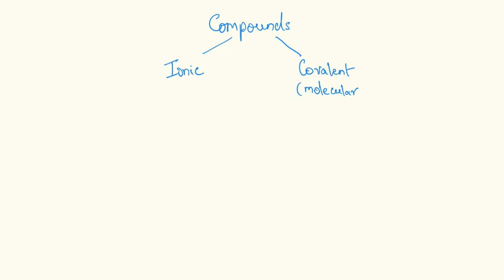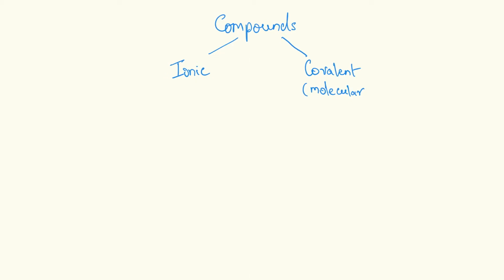To begin, it is important to remember that there are two major types of chemical compounds, ionic and covalent. Covalent compounds are also sometimes referred to as molecular compounds. We have learned about the differences between these two compounds in detail, and so I will only review the differences that are relevant to this lesson.